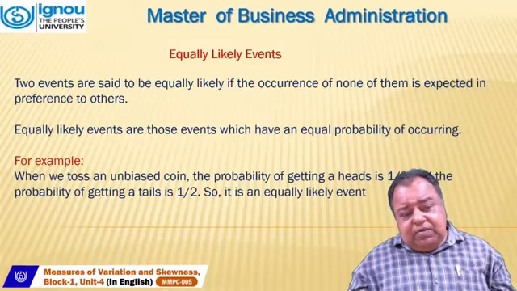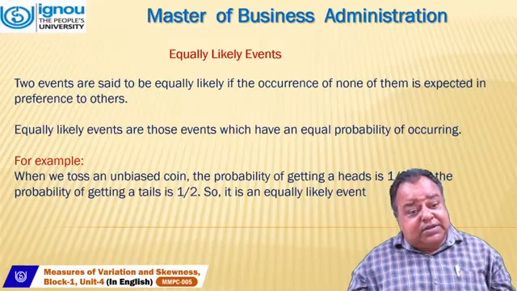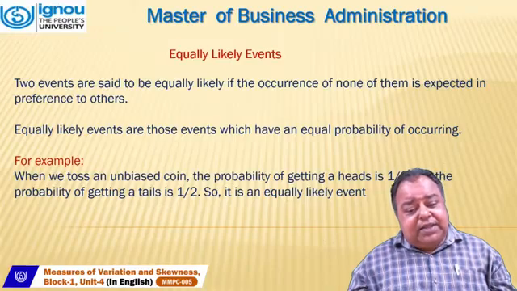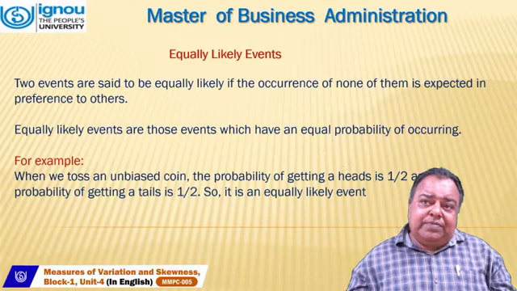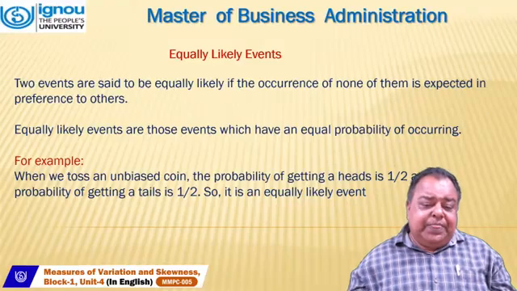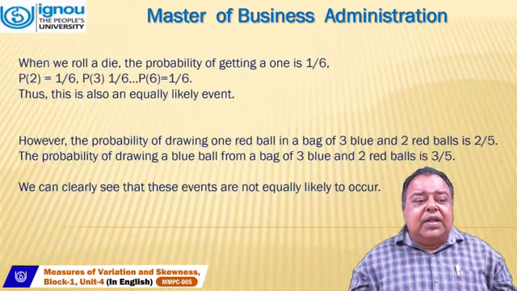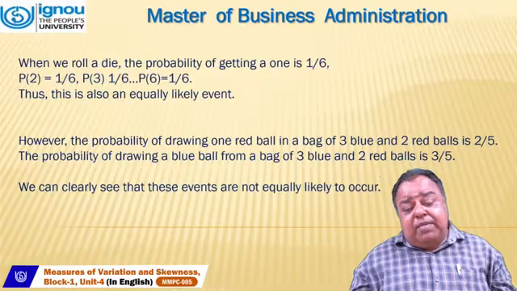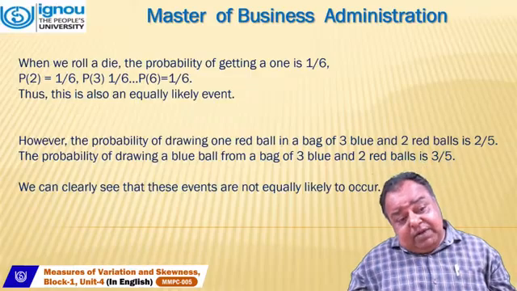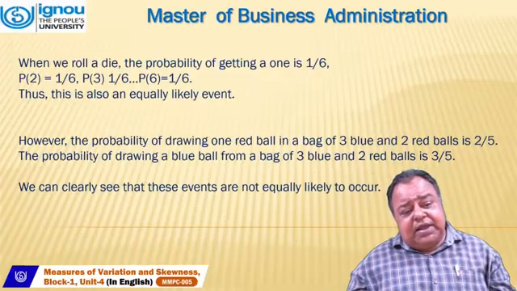Two events are said to be equally likely if the occurrence of one of them is expected in preference to the others. Equally likely events are those events which have an equal probability of occurring. For flipping a coin, we can get either a head, whose probability is 1 by 2, and a tail, again 1 by 2. It is an example of equally likely events. When we roll a die, the probability of getting 1 is 1 by 6 because there are 6 numbers. For 2, again 1 by 6, for 3, again 1 by 6. That means all these events are equally likely.